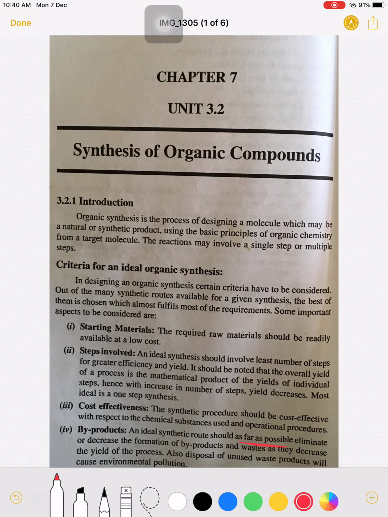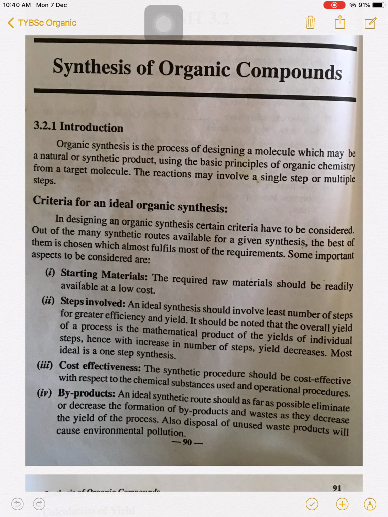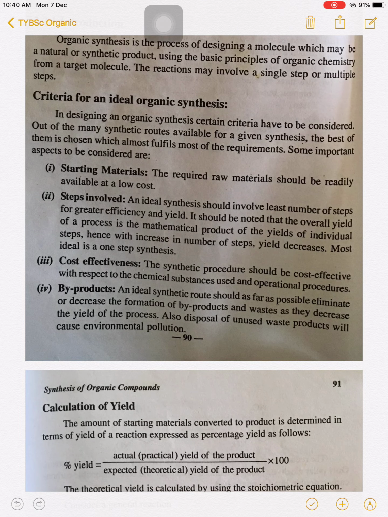While processing the compound and carrying out the reaction in a lab, we must think about the byproduct formation during the reaction process. Also, if a byproduct is formed during the reaction, its disposal must be considered because it may cause us environmental pollution. So these are the important aspects to be considered while selecting the steps for the synthesis of an organic compound. The starting material should be low cost and easily available.